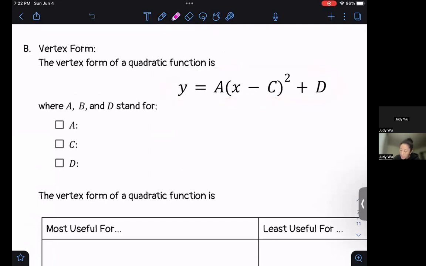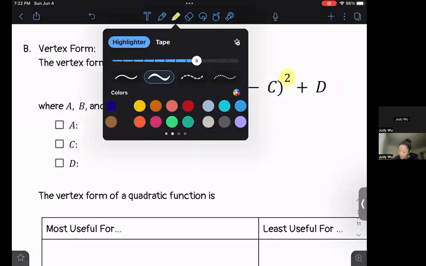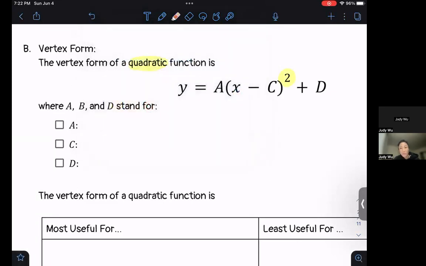Now, one thing to keep in mind here, this squared, that's the part that tells us we have a quadratic function. Other than that, the A, B, and C should look pretty familiar. Our A is one of our graph transformations. Our C is another one of those graph transformations. And lastly, D is a third one. And excuse me, this should say A, C, and D, not A, B, and D.